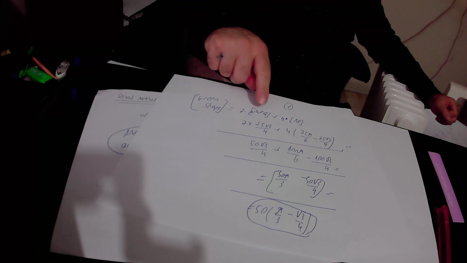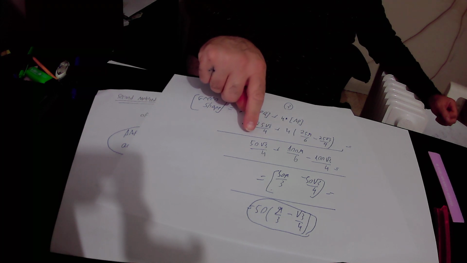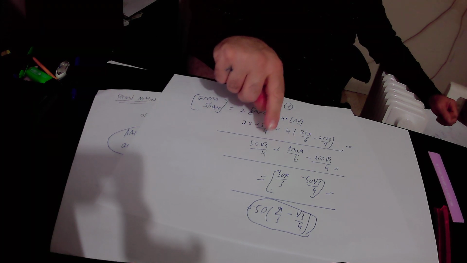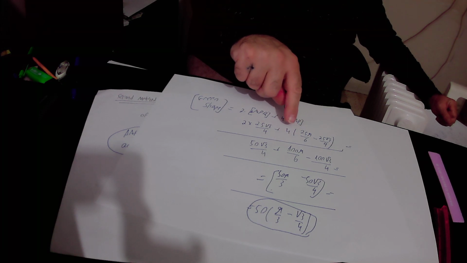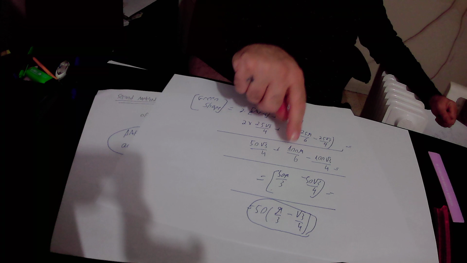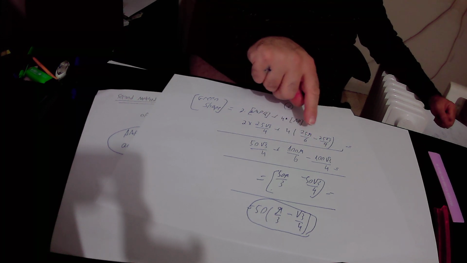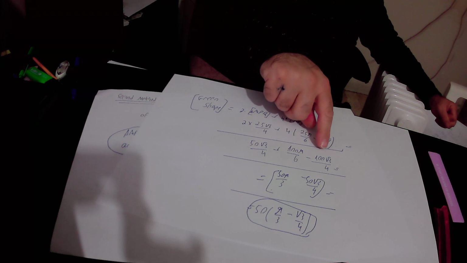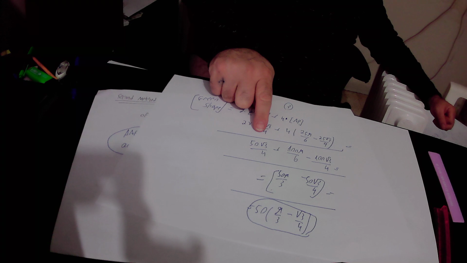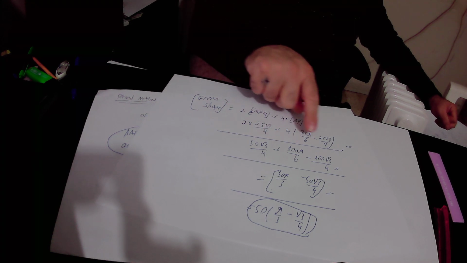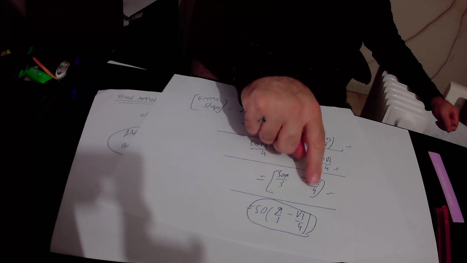So here 2 times 25 is 50, so we got this expression equals 50 times square root of 3 over 4. 4 times 25 is 100, so this expression equals 100 pi over 6, and 4 times minus 25 is minus 100, so this expression equals minus 100 times square root of 3 over 4. And here we have 50 times square root of 3 over 4 minus 100 square root of 3 over 4. It equals minus 50 square root of 3 over 4.